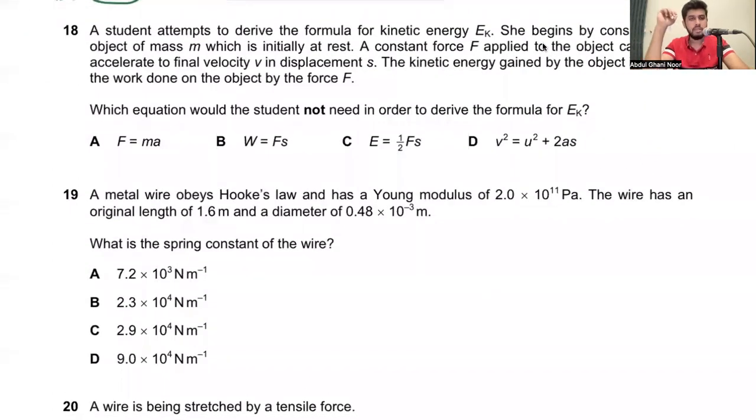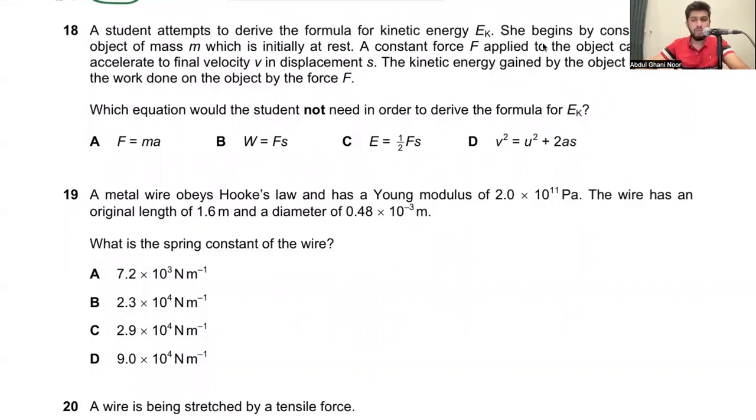Question 18 says, a student attempts to derive the formula for kinetic energy. She begins by considering an object of mass m, which is initially at rest. A constant force F applied to the object causes it to accelerate to final velocity v in the displacement s. The kinetic energy gained by the object is equal to the work done on the object by the force F. Which equation would the student not need in order to derive the formula for kinetic energy? Now, which equation will the student not need?